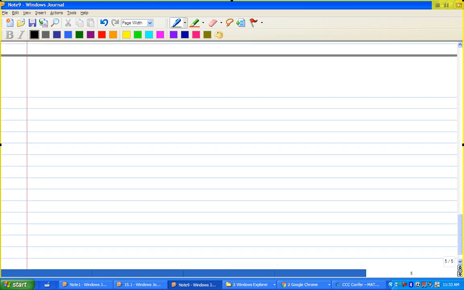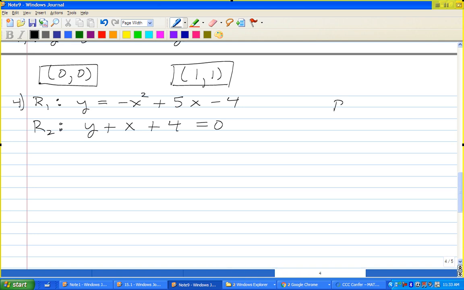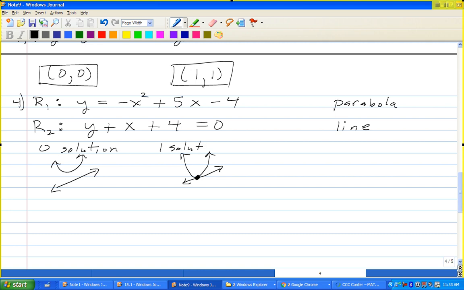So I have here a parabola and a line. I could have a parabola and a line, so no solution. I could have a parabola and a line intersecting at one solution, or a parabola and a line intersecting at 2 points, so I have 2 solutions.